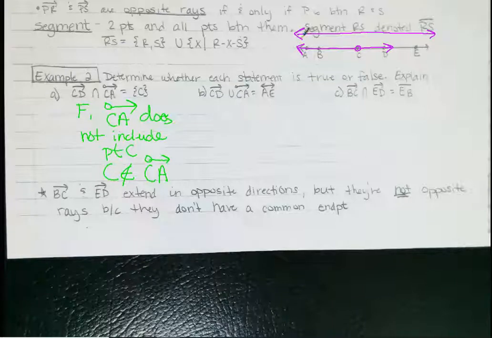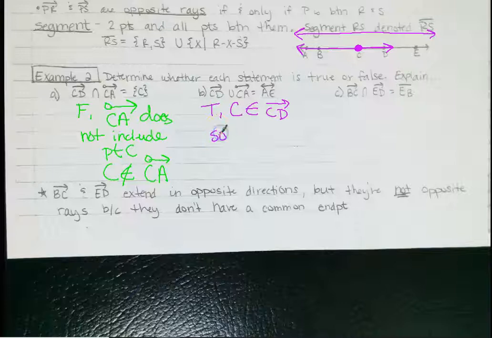Okay, now this is a union. So it's a little tricky because the ray includes C, the half line did not, but it's a union. We're bringing everything together, so it would now include that. The union does include it. So this one is true. Okay, it is true. And so we could think about that like C, we could say, is an element of ray CD.